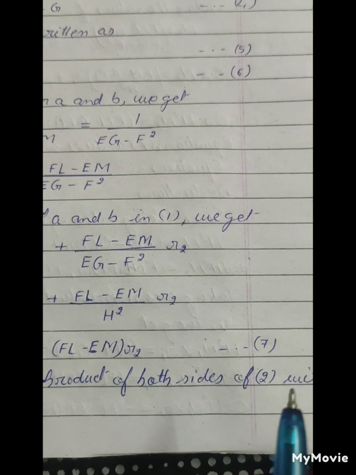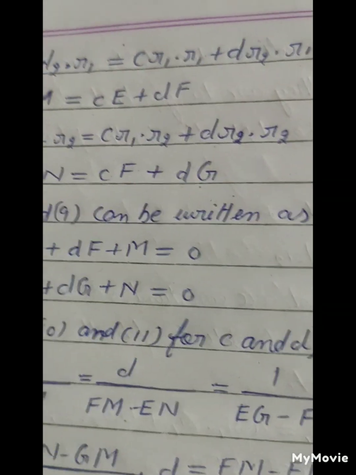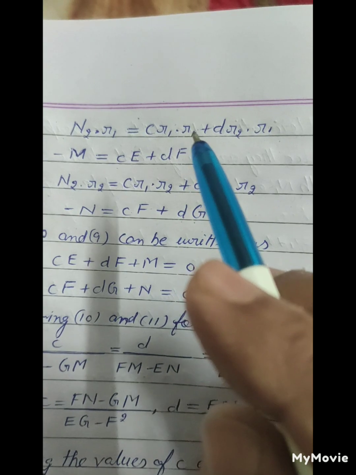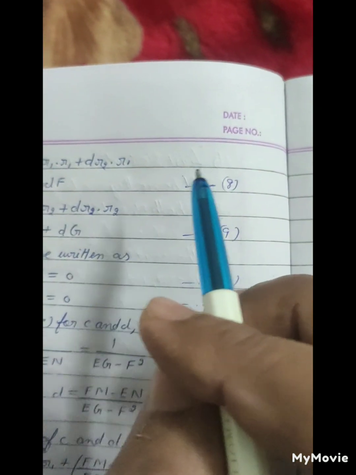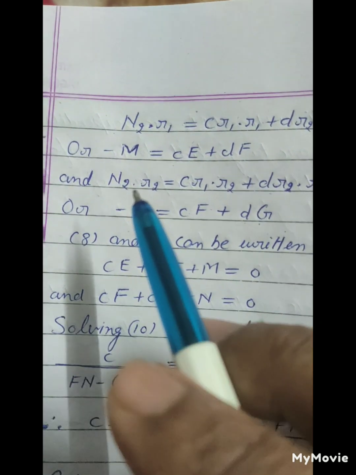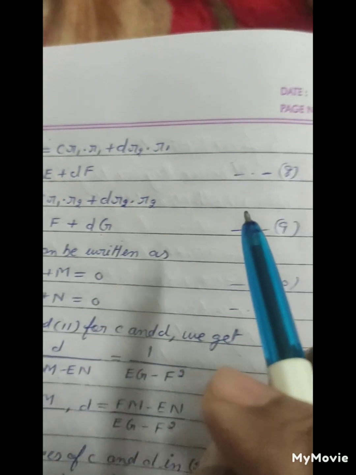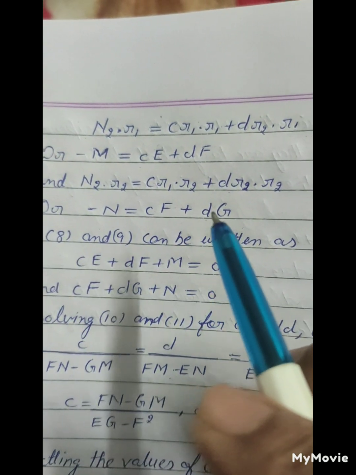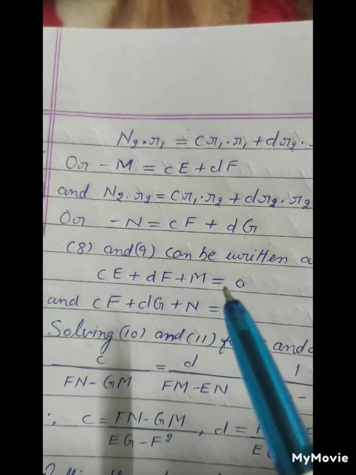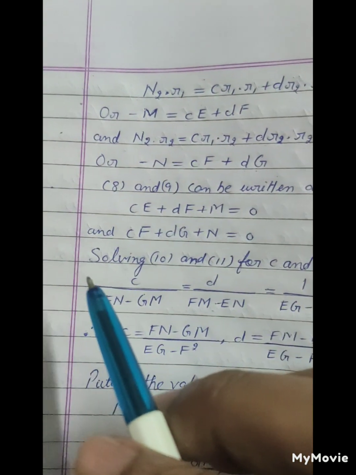Now taking the scalar product of both sides of equation 2 with r1 and r2, we get n2 dot r1 equals to c r1 dot r1 plus d r2 dot r1, or minus m equals to ce plus df, equation 8, and n2 dot r2 equals to c into r1 dot r2 plus d into r2 dot r2, or minus n equals to c into f plus d into g, equation 9. 8 and 9 can be written as c into e plus d into f plus m equals to 0, equation 10, and c into f plus d into g plus n equals to 0, equation 11.